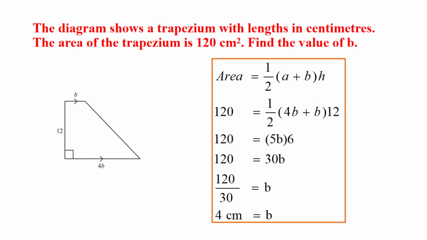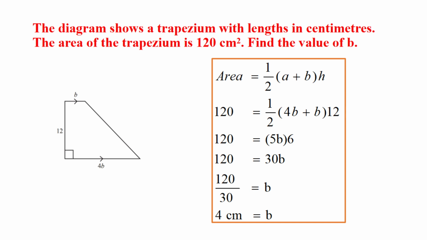We know the area is 120 square centimeters, the height is 12 centimeters, and we have some relationships between the lengths. Are you ready to solve for B? Let's get started. First, let's recall the formula for the area of a trapezium. Area equals 1/2 times the height times the sum of the lengths of the two parallel sides. In our case, we have the height is 12 centimeters. One base A is equal to B. The other base B is equal to 4 times B, which we can express as 4B.